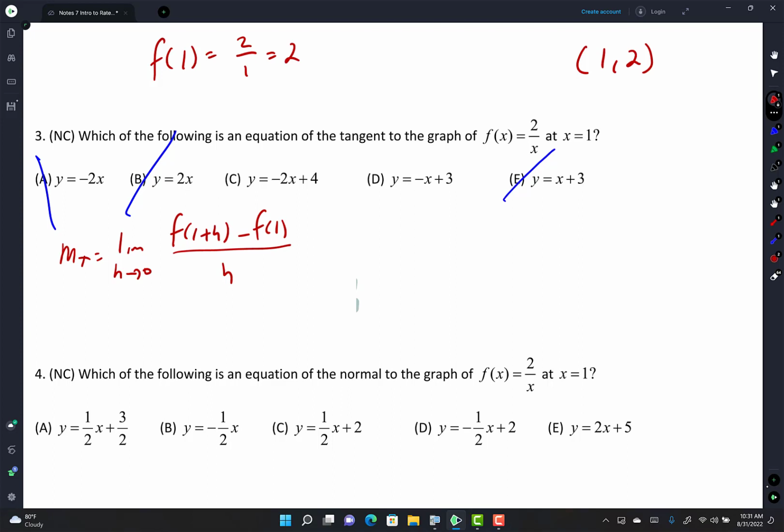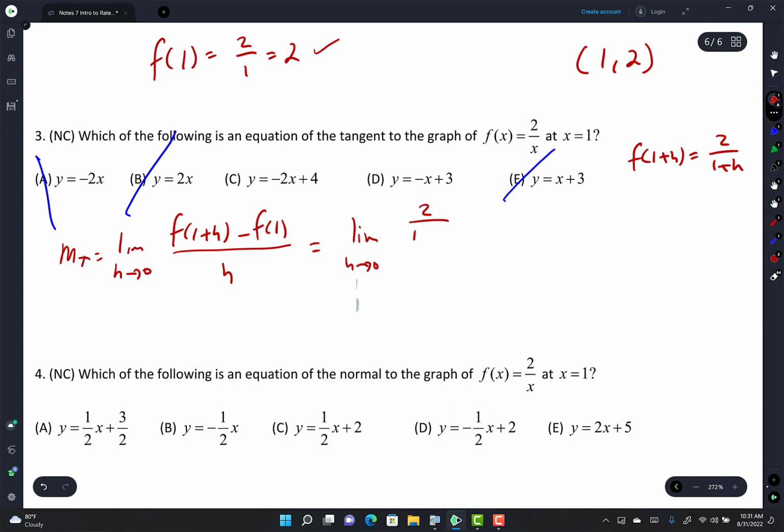I already have f of 1. F of 1 is 2. I need f of 1 plus h, so I'm going to write it here on the side. F of 1 plus h is nothing more than 2 over 1 plus h. Leave it like that. Here we go. Limit as h approaches 0 of 2 over 1 plus h minus 2, all this over h. Oh no, Chav, I can't do algebra. Yes, you can.